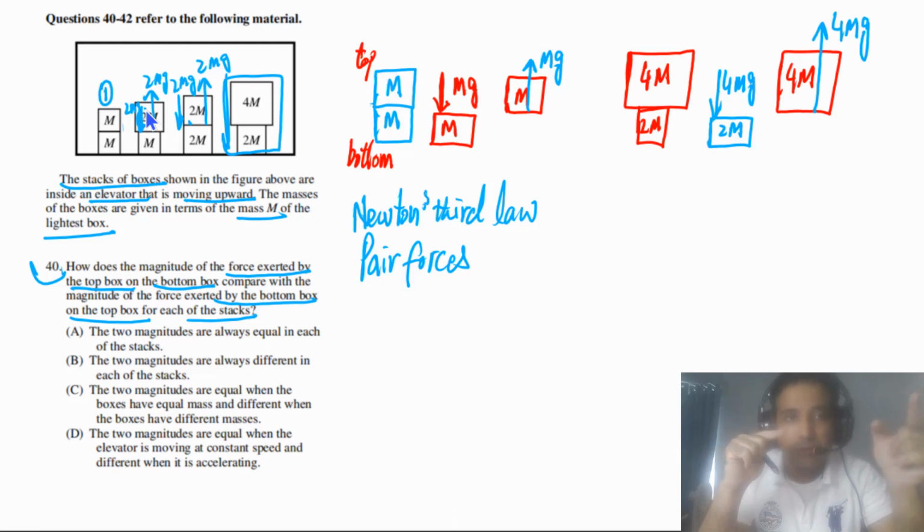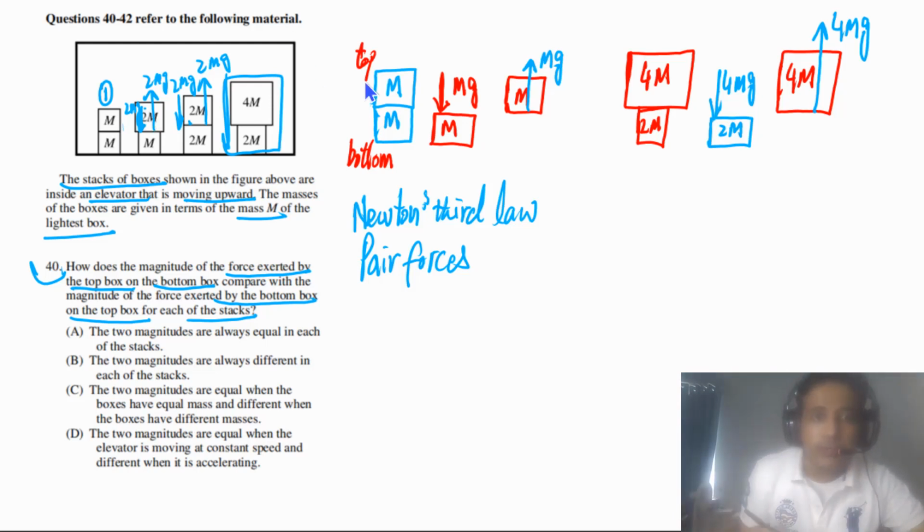In this case, these forces are action and reaction forces and they form Newton's third law pairs. So that's the reason these forces are equal in magnitude and opposite in direction. So now we need to figure out the answer for this question. Option A says the two magnitudes are always equal in each of the stacks. Yes. So the answer for this question is A.